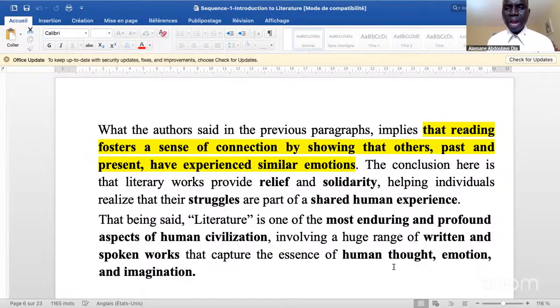You may have read Jean-Paul Sartre. You may have read La Peste d'Albert Camus, the plague. You see, the plague is a disease. It affected people. And when it affected people, what was the solution? To find relief. And to find relief, people had to solidarize, to build solidarity, to connect, to fight against it, helping individuals survive and struggle.